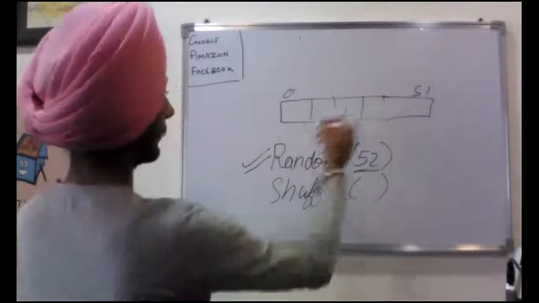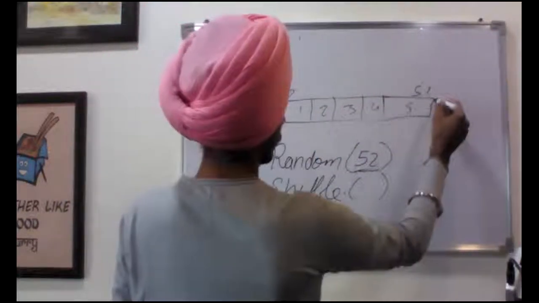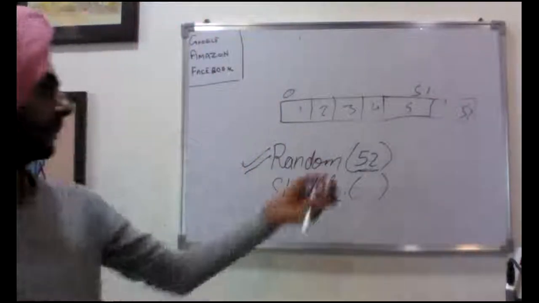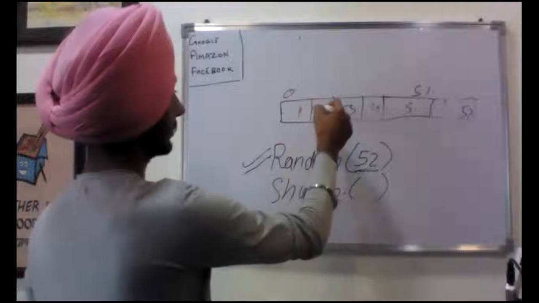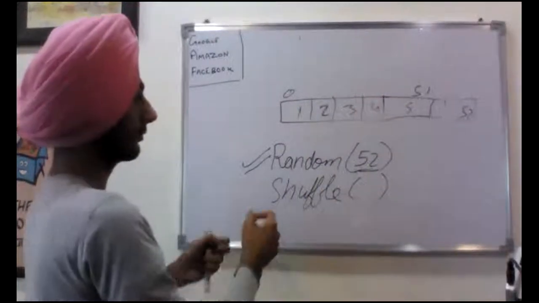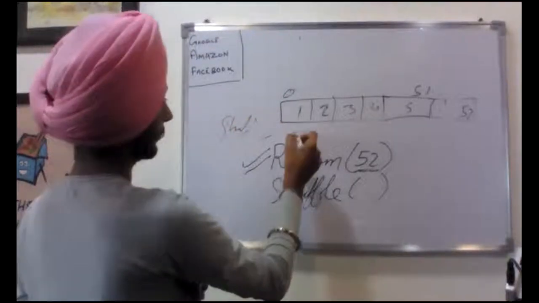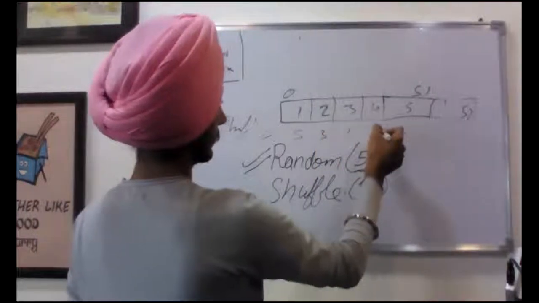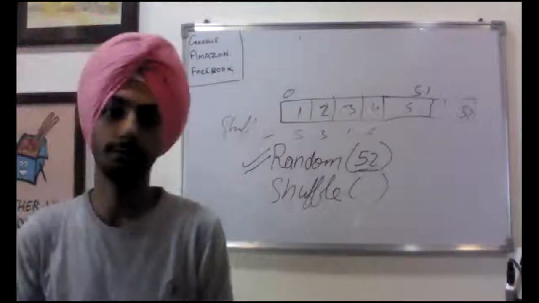Suppose we already have 1, 2, 3, 4, 5 till 52. This is the initial array that we have, 52 cards, and their positions are given, that is 1, 2, 3, 4 in this array. Now we need to shuffle them so that after shuffling we have random numbers, suppose 5, 3, 1, 6, and these numbers should not be repeated so that the shuffling is correct.